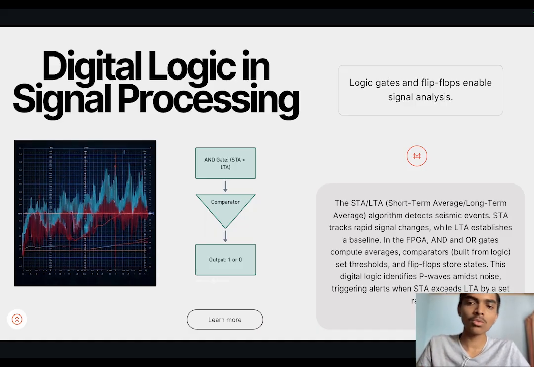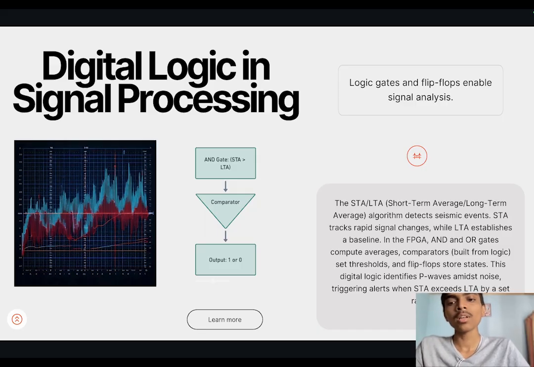So I'll explain it to you again. Basically, STA tracks the rapid signal changes, or we can say P waves, while LTA establishes a baseline. So in the FPGA, AND gates and OR gates compute the average, then comparators built from logic set thresholds, and flip-flops store states.